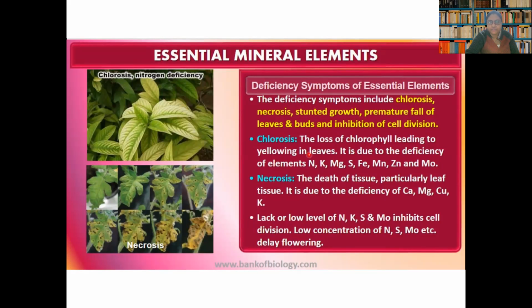Obviously, elements which are very important for production of chlorophyll or its functioning, or they are active helpers of the enzymes for chlorophyll formation or cofactors, are the ones whose absence is causing chlorosis. So what are the elements? These elements are nitrogen, potassium, magnesium, obviously, sulfur, iron, manganese, zinc, and molybdenum.